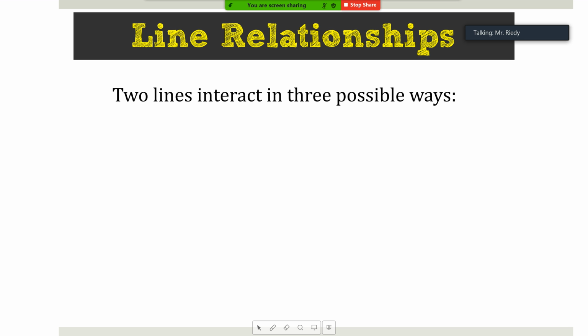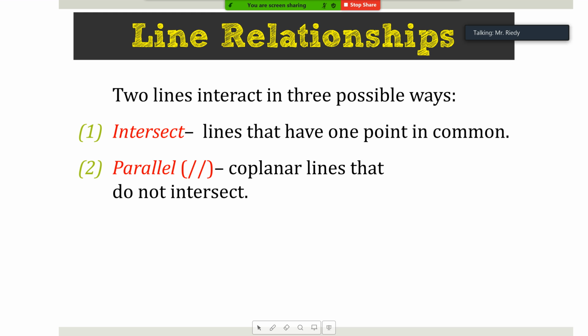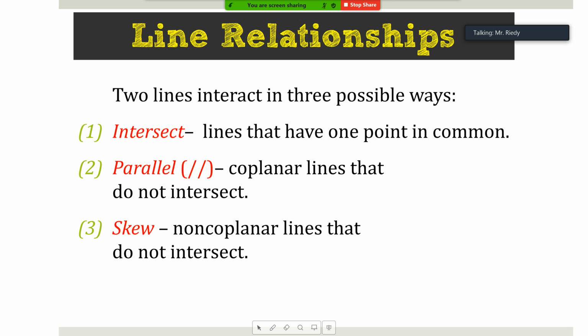There are three ways that lines can interact, I should say. They intersect, we've talked about that already. In other words, they have a point in common. They are parallel to each other, which is what we're going to spend a lot of time with in this chapter. Or the third case, which doesn't show up very often, but it's something called skew lines.